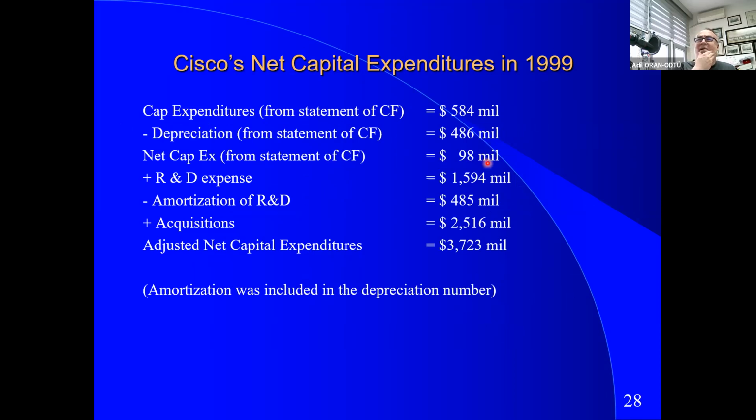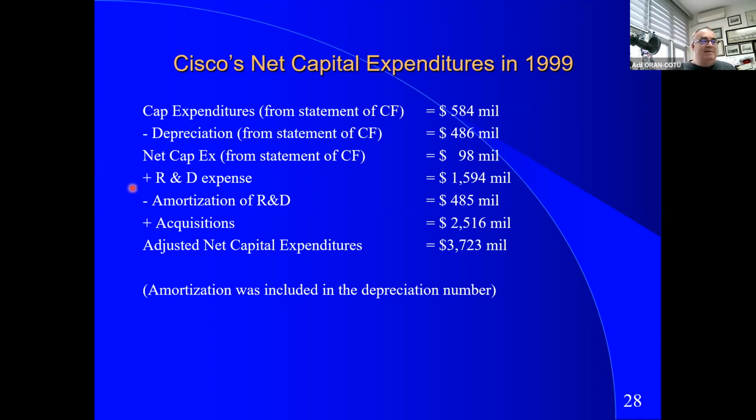So if you think about it, a company which only has net capex of this much, so very low, you might say, oh, this company can't grow. The problem is that Cisco is not necessarily growing by making investments in its existing assets. It's growing by buying other companies.